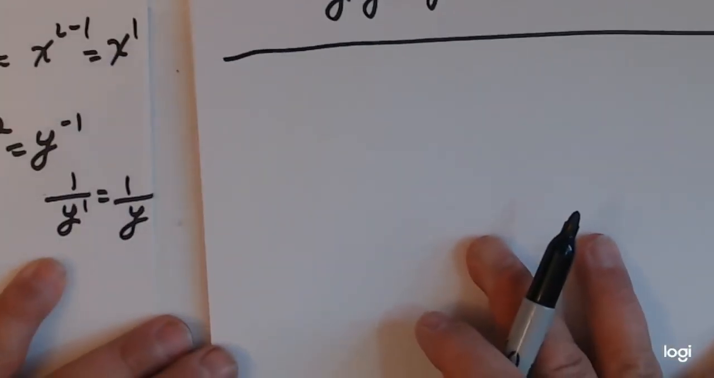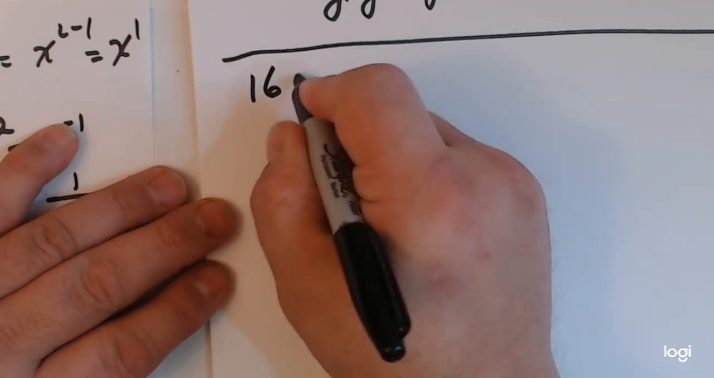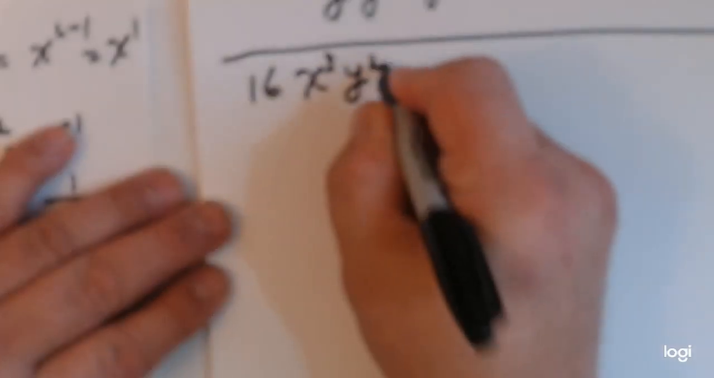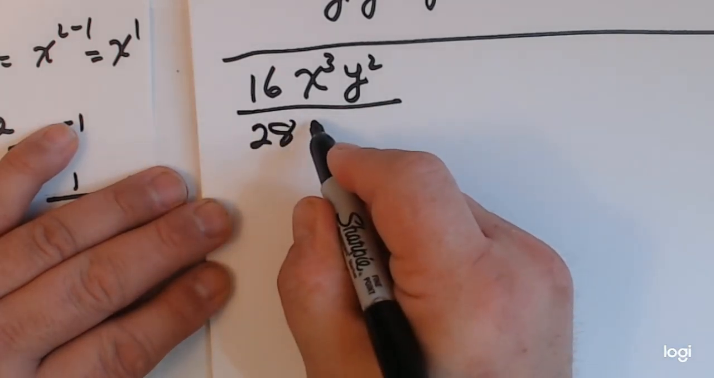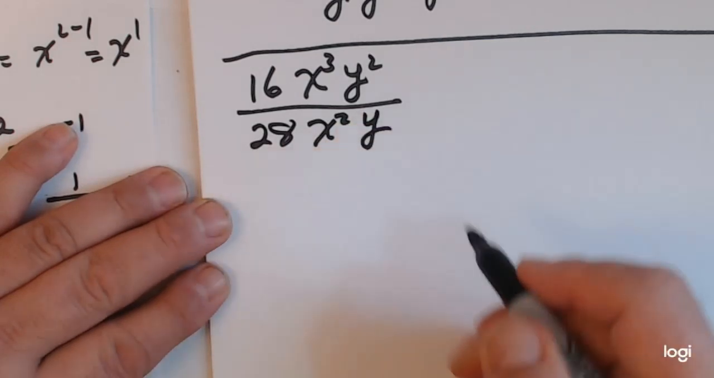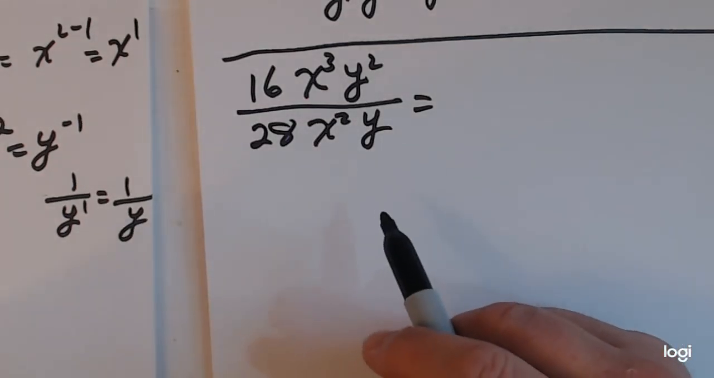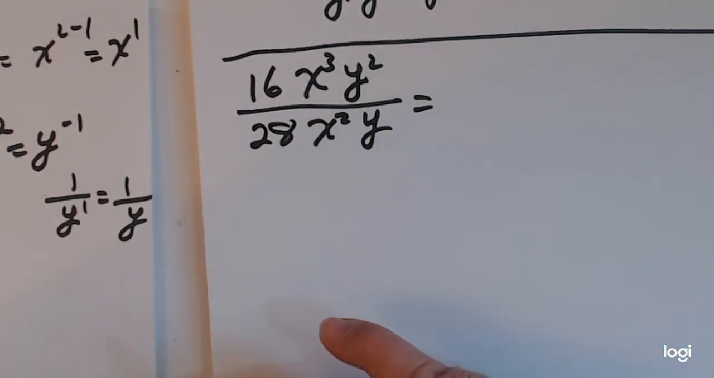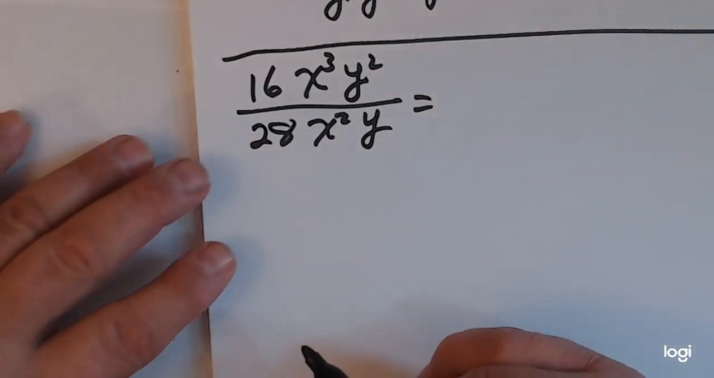Okay, let's move on. Okay, here we have 16 x cubed y squared over 28 x squared y. And I suggest after I write the problem, pause your computer, try doing the problem on your own, and then turn it back on and see if what you did is what I did. That's a great way to handle these problems.